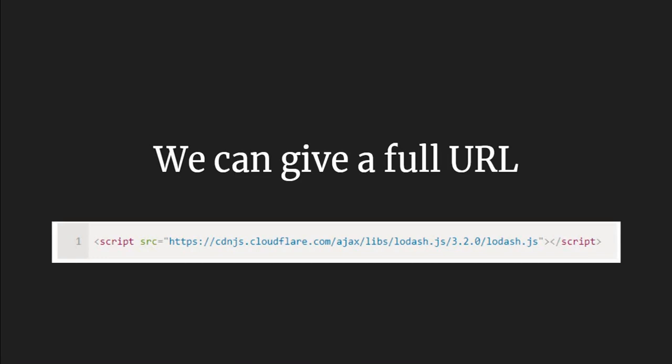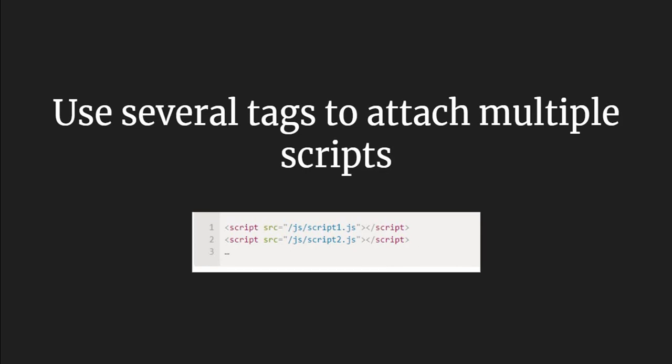Or if your script is somewhere online, maybe you have stored it on Google Drive or anything like that, you can use a content delivery network to access all those things. An example of a content delivery network is Cloudflare, which will give you access to JS files. You can directly add the source of it and use it in your programs, right? So we can give a full URL there. Use several tags to attach multiple scripts.